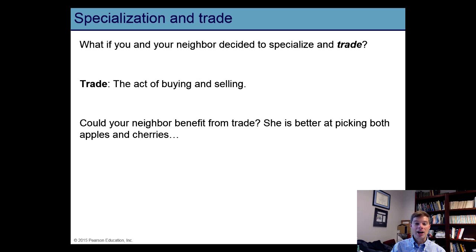In this example, I want to examine what would happen if you and your neighbor each specialize in picking only that fruit for which you have a comparative advantage, and then engage in trading. Trade is going to be the act of buying and selling. And I want to show whether you and your neighbor could be made better off by specializing and then trading.